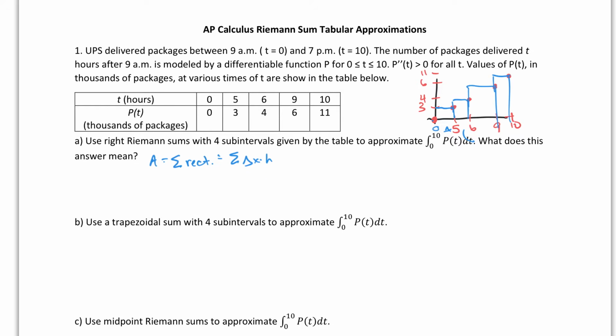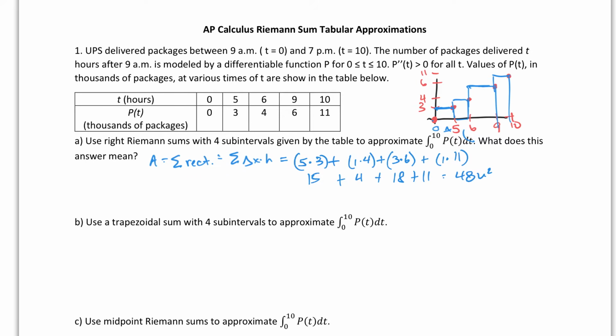So over here, I'll end up with the first one has a delta x of 5 times this height goes up to 3. Plus the second one, delta x is 1 and it goes up to 4. Plus the next one, delta x is 3 and it goes up to 6. And then the next one, delta x is 1, and it goes up to 11. So those are all my rectangles over here. So this gives me 15 plus 4 plus 18 plus 11, which gives me 48 square units.